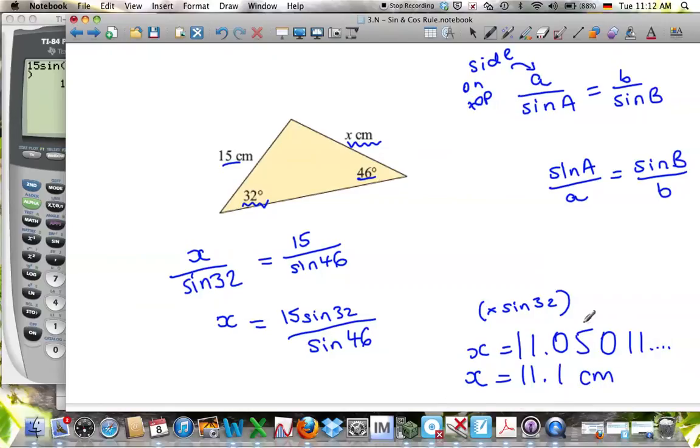Units, yep. And notice that we haven't used the calculator until the very last step. This will save us writing out lots of digits halfway through. So only get your calculator out in the very, very last step.